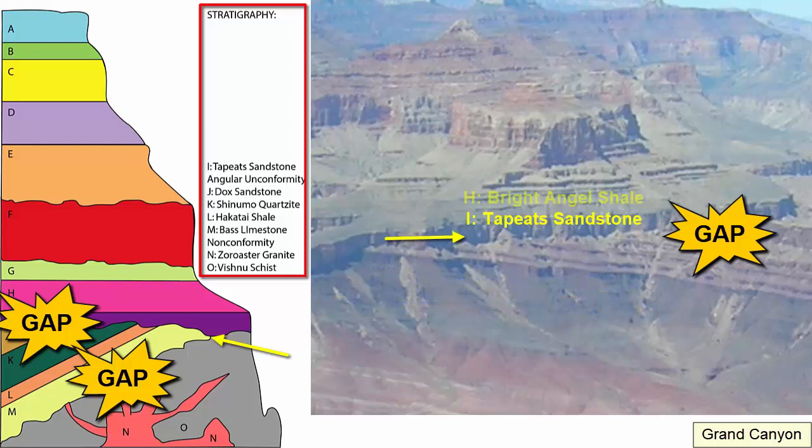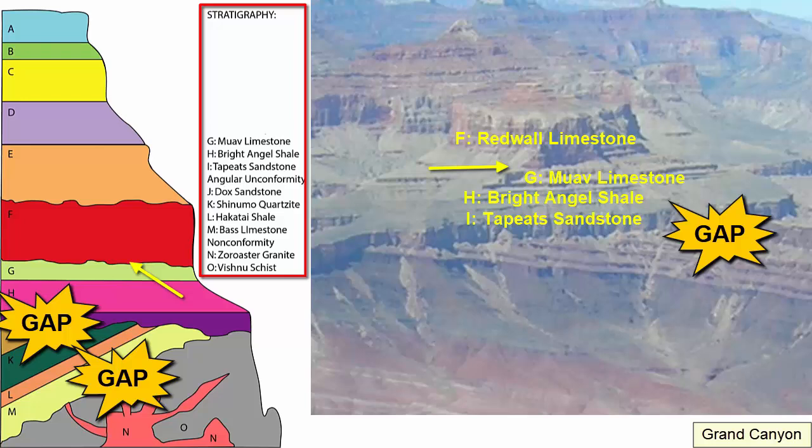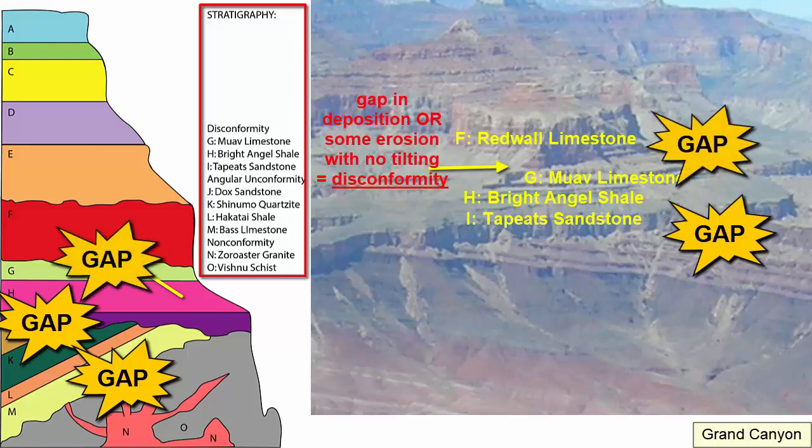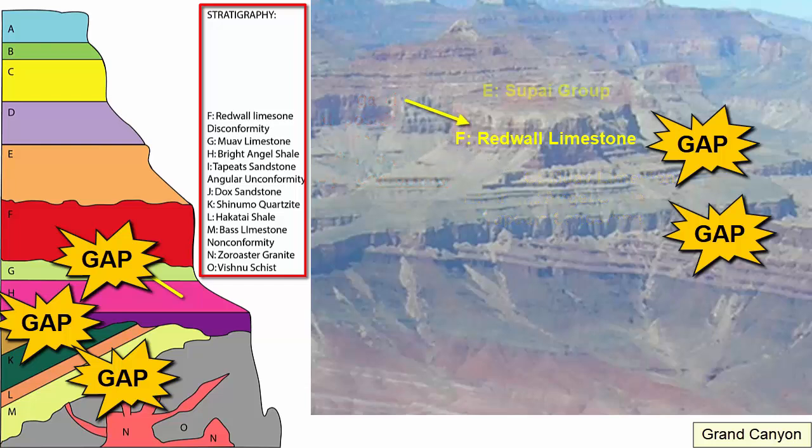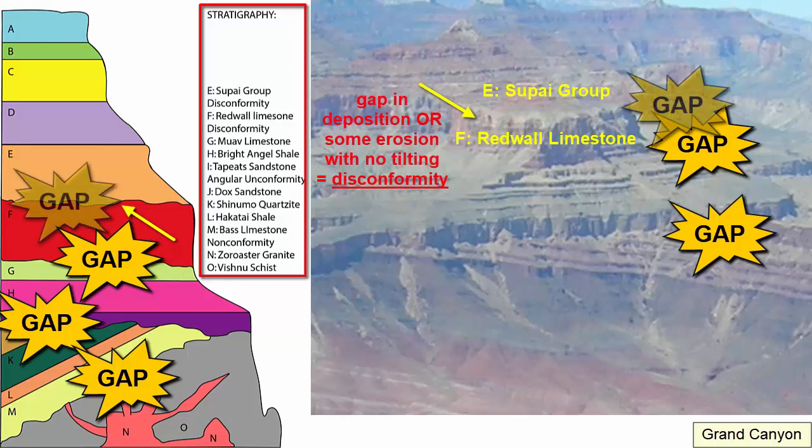After I was laid down, H was laid down, followed by G. Then between G and F, we see an irregular eroded surface, which is a disconformity, as there's no tilting happening prior to erosion, and the rocks immediately below the surface aren't deep metamorphic or plutonic igneous rocks. After the erosional event, F is laid down, and then again a disconformity appears. That means we don't know how many other rocks had been laid down after G and before F, or after F and before the rock above. These are gaps in our story.